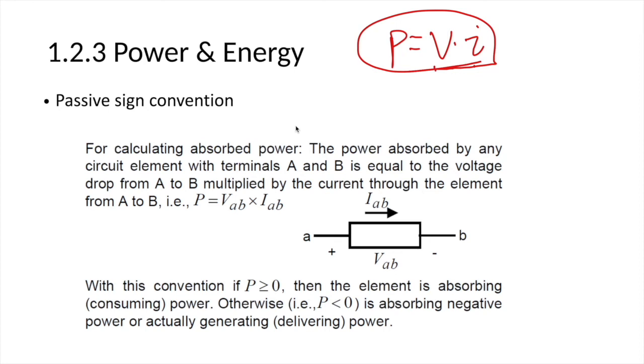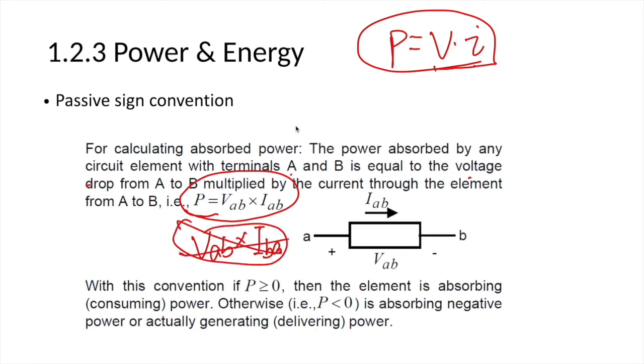So the power absorbed by the circuit element with terminals A and B is equal to the voltage drop from A to B multiplied by the current through the element from A to B. This is the passive sign convention, that is P equals VAB times IAB. There are other conventions, for example VAB times IBA. We will talk about this later.